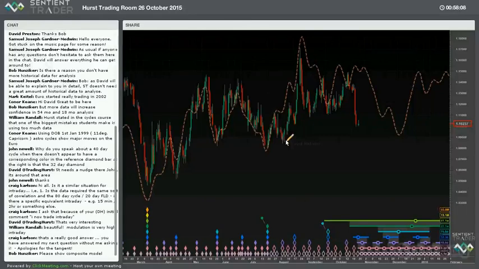So the composite model is the combination of all the cycle information that the software has. And it isn't a big surprise that it follows the price action fairly closely, because of course we have extracted that cycle information from the price movement because of our analysis. And then what Sentient Trader does is it plots that composite model line over the price so that you can see how closely the price action follows the composite model line.